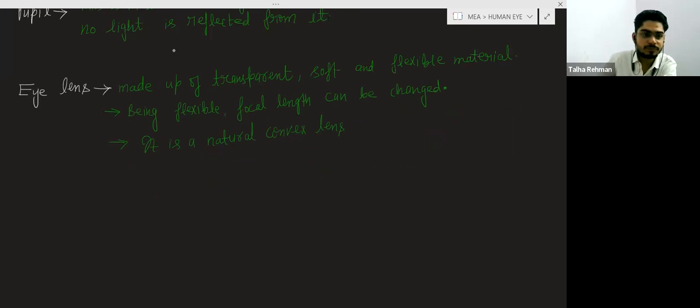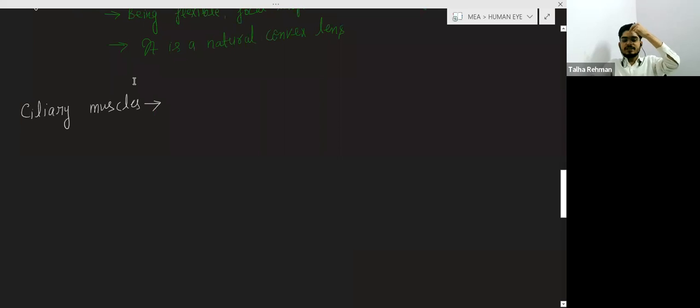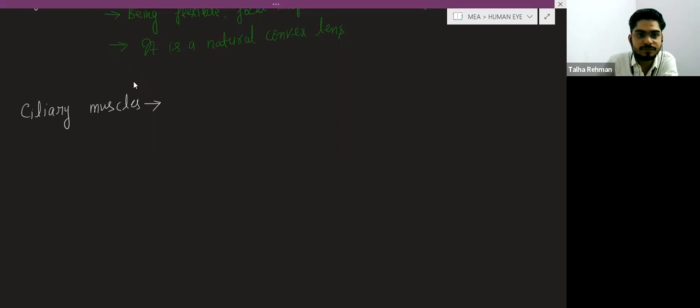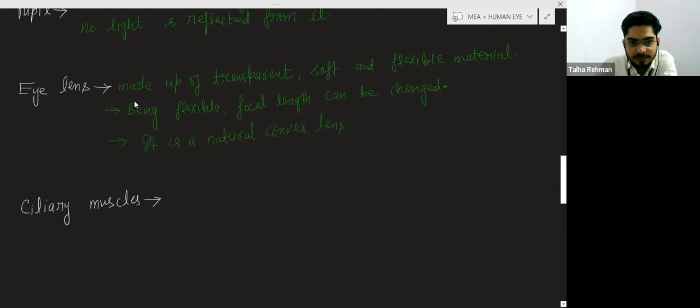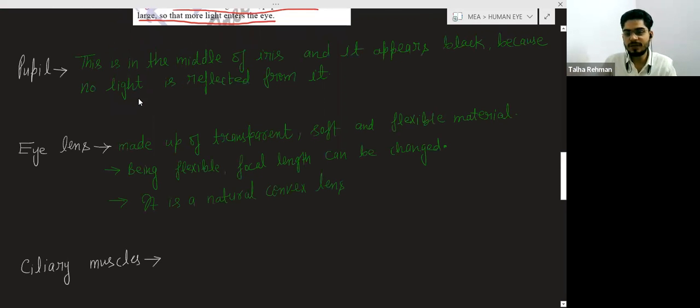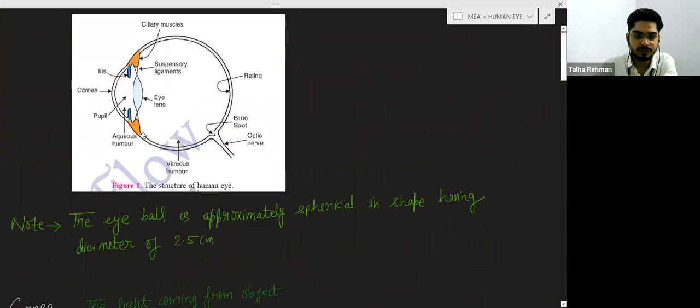Now, ciliary muscle. We know that the function of ciliary muscle is to adjust the focal length of the eye lens. So basically, ciliary muscles adjust the focal length of the eye lens. You can see here, this is the eye lens. The function of ciliary muscle will change the shape of the lens, and due to that, the focal length of the lens will change.